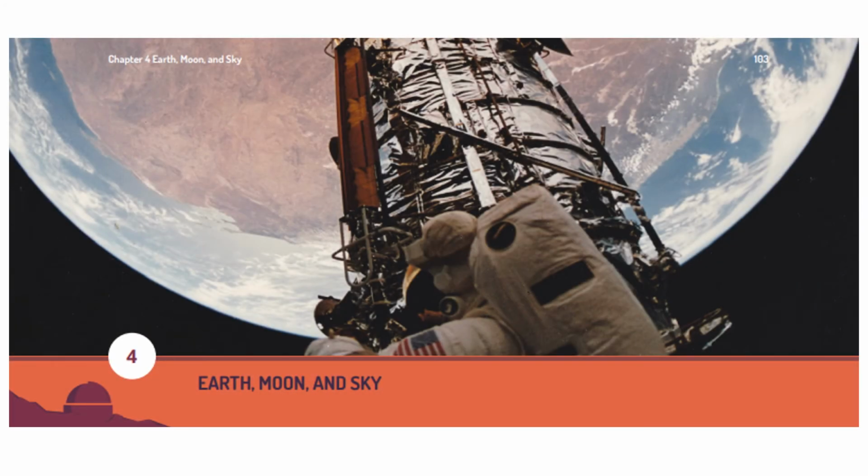Astronomers have a similar system for objects on the sky. Learning about these can help us understand the apparent motion of objects in the sky from various places on Earth. Today, we will discuss the Earth, Moon, and sky.